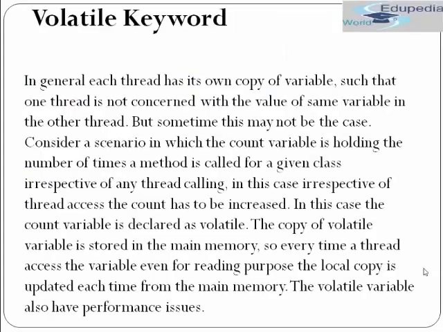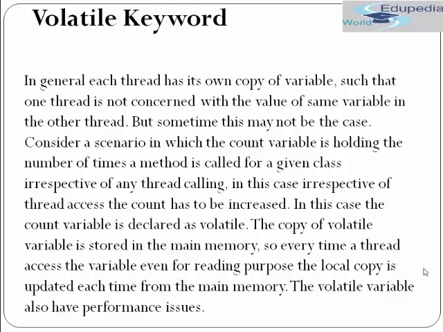Now let's begin. So first of all, what is volatile keyword? Well, in general, each thread has its own copy of variable such that one thread is not concerned with the values of the same variable in other thread. But sometimes this may not be the case.